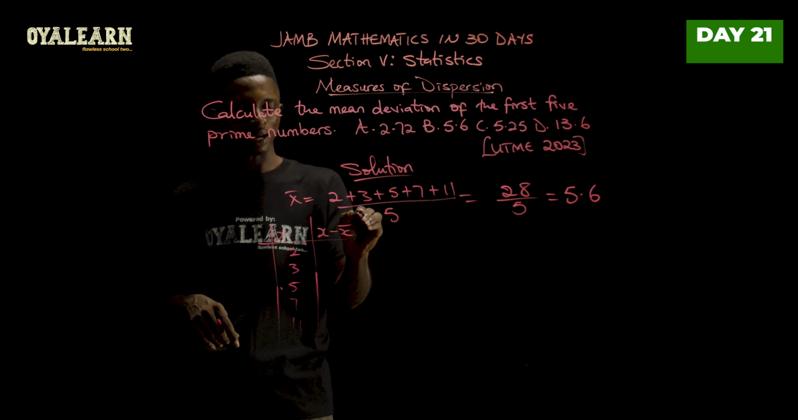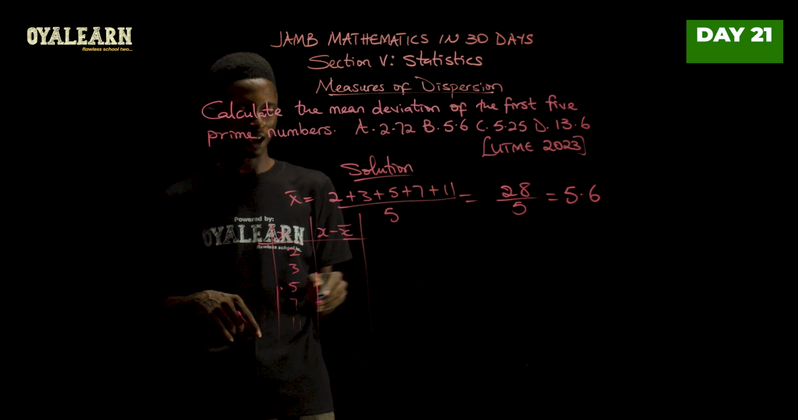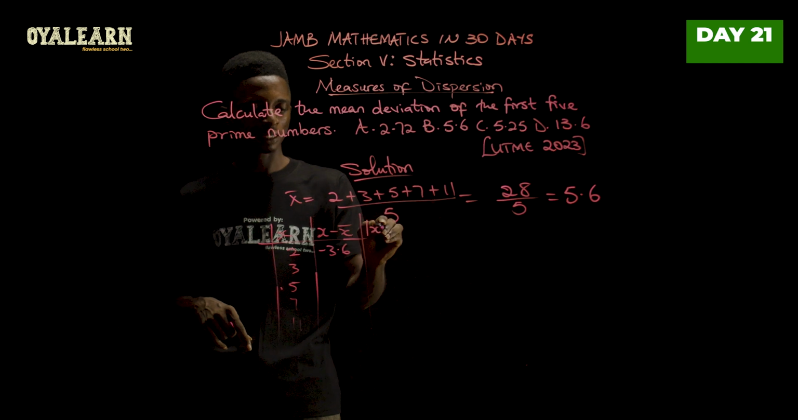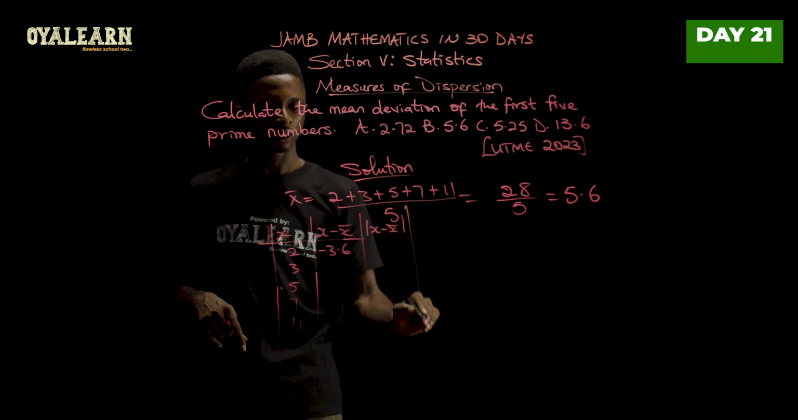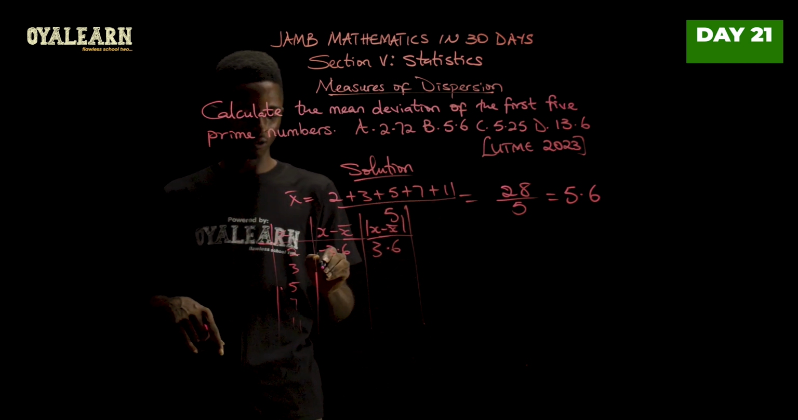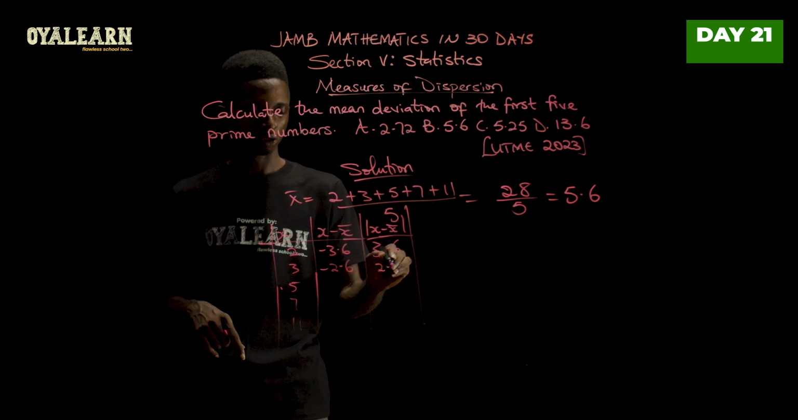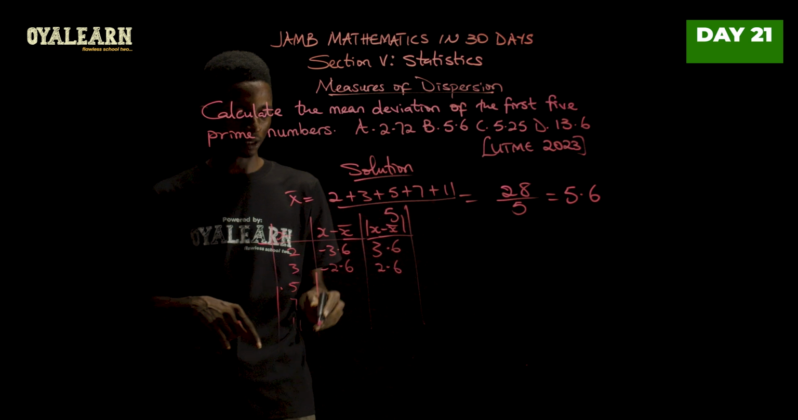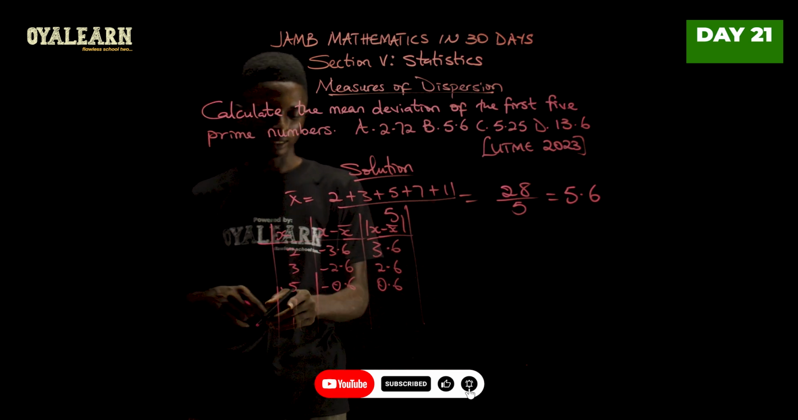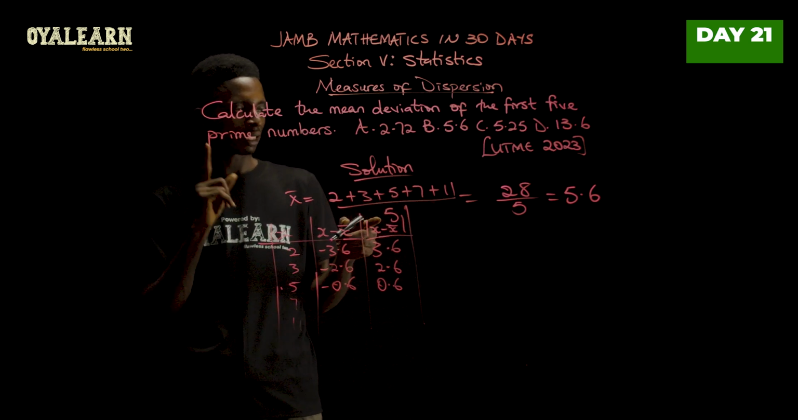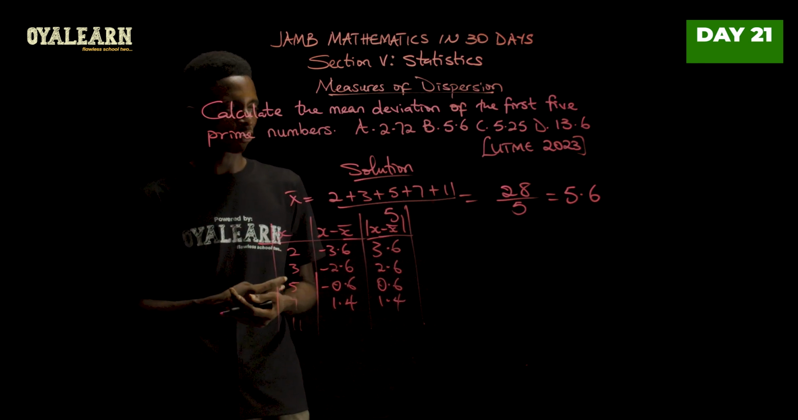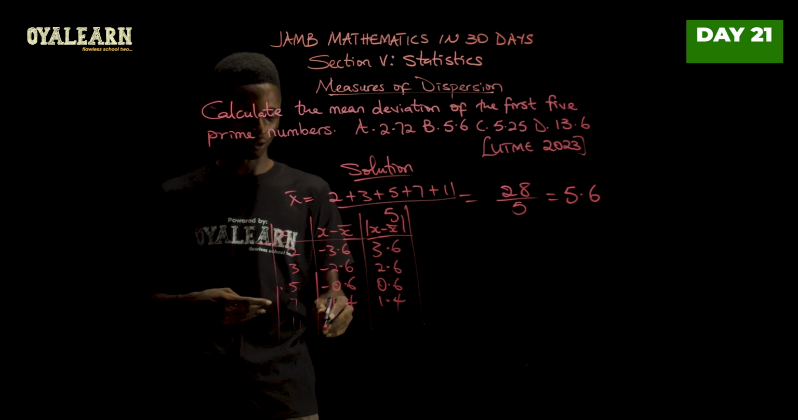Now x minus x bar would give us, 2 minus 5.6, that will give us minus 3.6. And the absolute value of that would be 3.6. Now 3 minus 5.6 will give us minus 2.6. So that's 2.6 here. 5 minus 5.6 will give us minus 0.6, which will give us 0.6 at this point. And then 7 minus 5.6, that will give us 1.4. And then 11 minus 5.6 will give us 5.4.